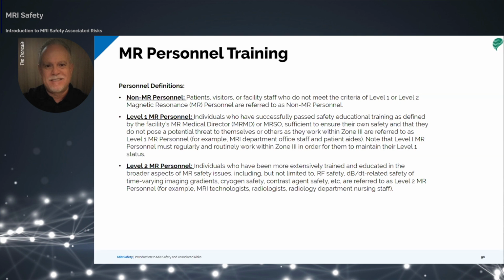The next level is level 1 MR personnel. These individuals have successfully passed education and training as defined by the site's medical director or MRSO. Then they are sufficient to ensure their own safety, as they do not pose a potential risk to themselves and others as they work in Zone 3. However, they have to regularly and routinely work in Zone 3 in order to maintain their level 1 status. This is typically front office personnel, could be technologist aides.